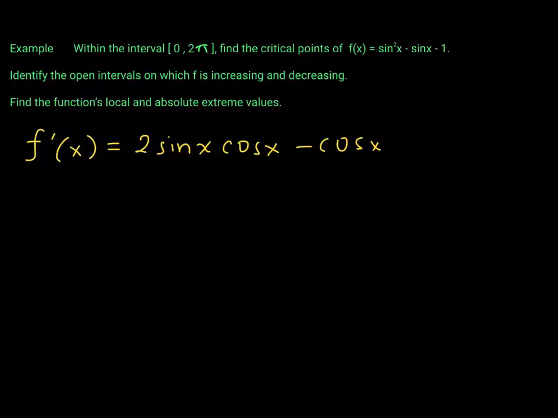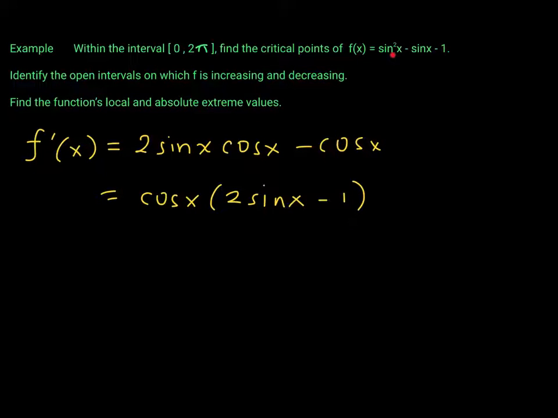What we want to do is find the critical points, and we can do that by finding when this derivative function is equal to 0. Before we do that, we should probably factor, don't you think? All right, let's factor out a cosine x. That would leave us with 2 times sine x minus 1. So this is the derivative function. I want to know when this is equal to 0.